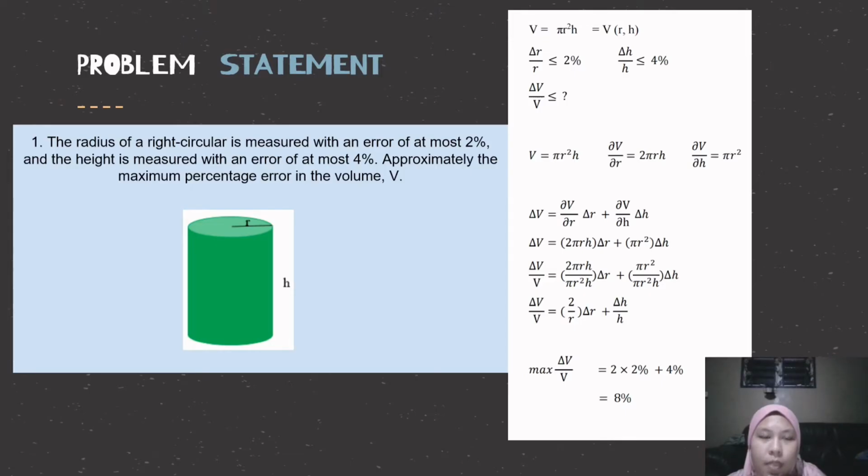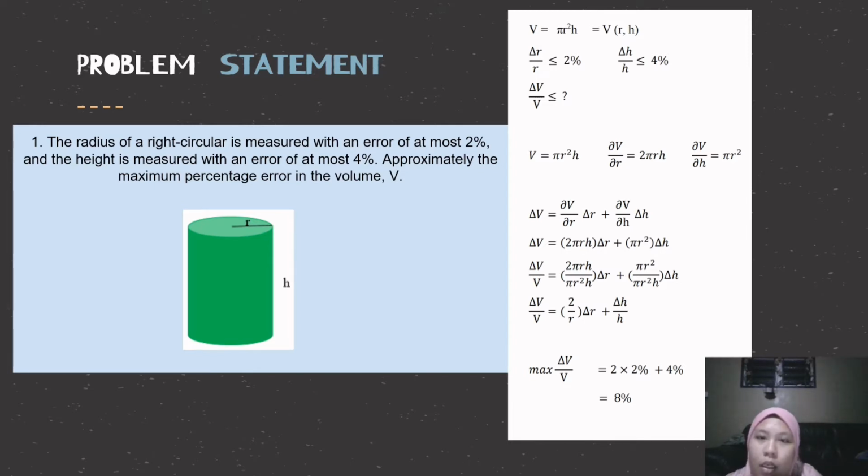Next, for the problem statement, question 1: the radius of a right circular cylinder is measured with an error of at most 2% and the height is measured with an error of at most 4%. Approximate the maximum percentage error in the volume, V. As we know, the volume of a cylinder is pi r squared h. The percentage error for the radius is 2% and for the height is 4%, so we have to find the maximum percentage error for the volume.